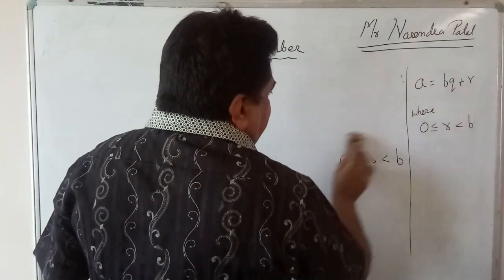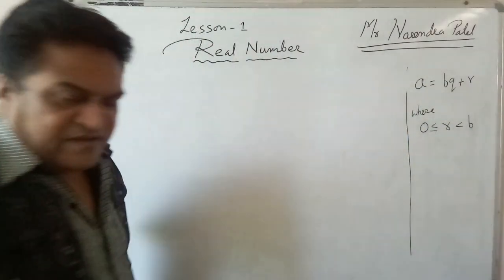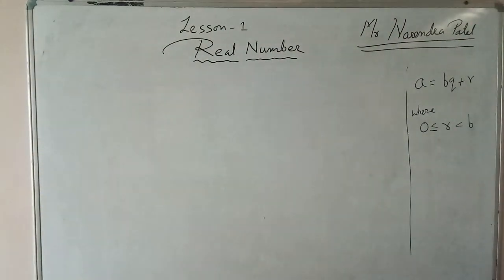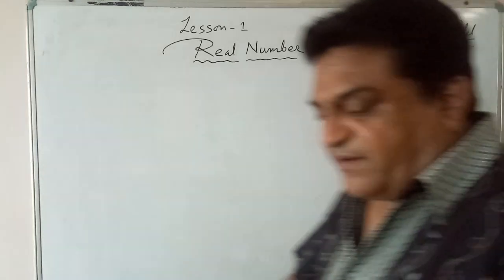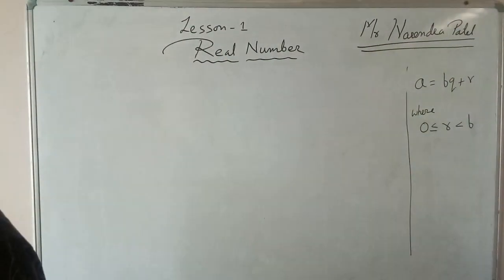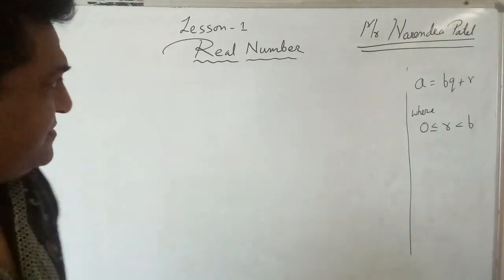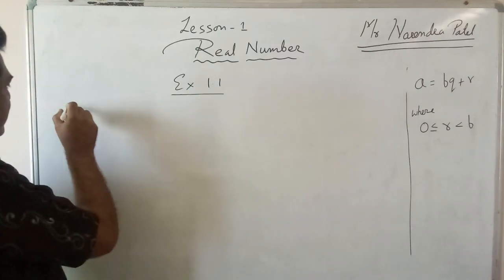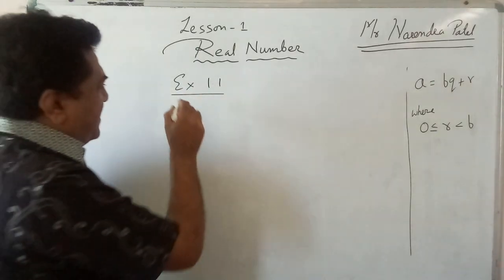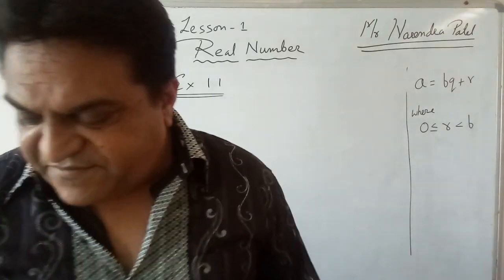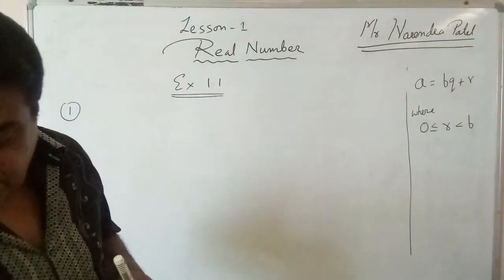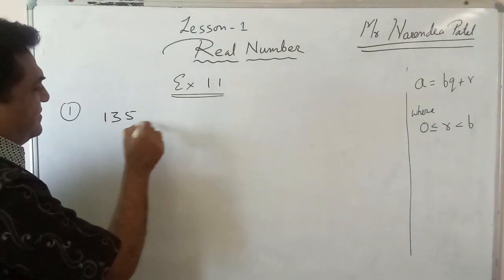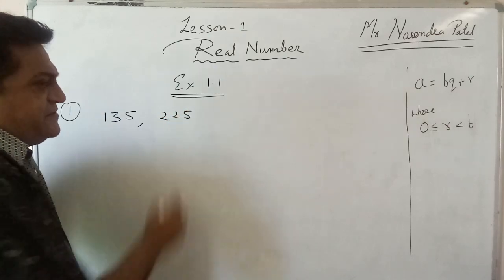Now let me go to exercise 1.1. The first sum is of HCF and LCM, and you have to find the HCF by the Euclid method. In exercise 1.1, first question, you have to find the HCF. The two numbers are 135 and 225.